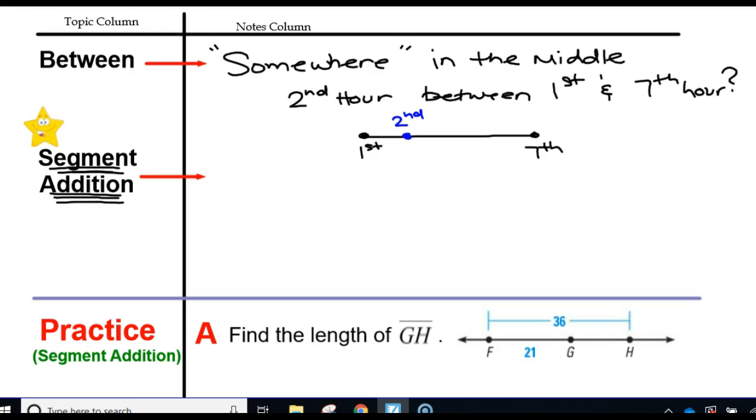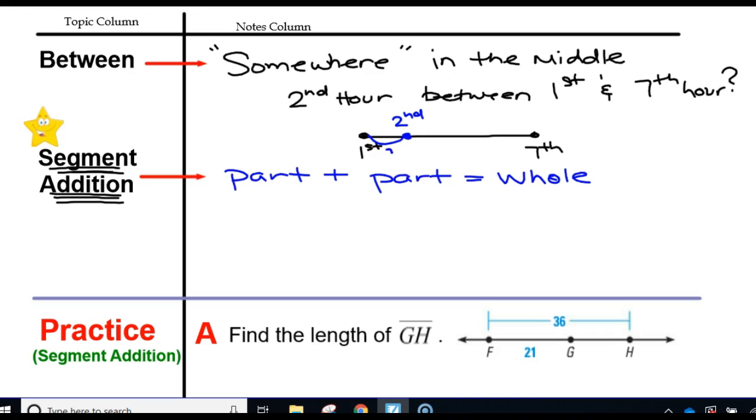Then segment addition, that is just where we will be adding segments. It is exactly what it looks like. Now go back and look at this number line that we have set up of our school day. Notice we have seventh hour at the end of the day, first hour at the beginning of the day, second hour falls somewhere in the middle. Well, the whole day is made up of this first amount of time and this second amount of time. So when we want to do segment addition, all we're going to do is take one part of the line plus the other part of the line and equal it to the whole part.